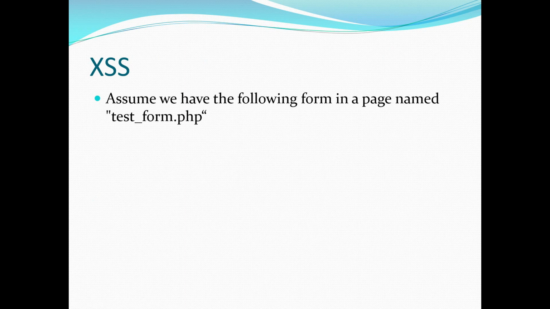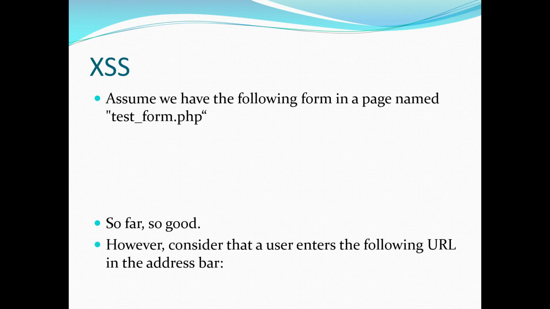Assume we have the following form in a page named testform.php. So far so good. This is the form tag and the method is post. Inside the action we echo PHP_SELF. So it means that inside the action there is the file name of the same executing script. For example, the file is testform.php. So inside this action, testform.php will be mentioned as the $_SERVER PHP_SELF echoed the current script file. So far so good.